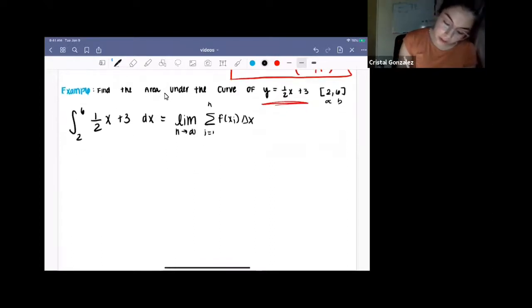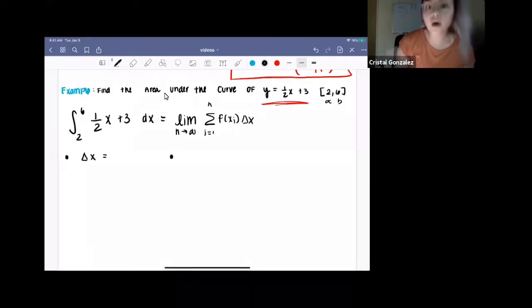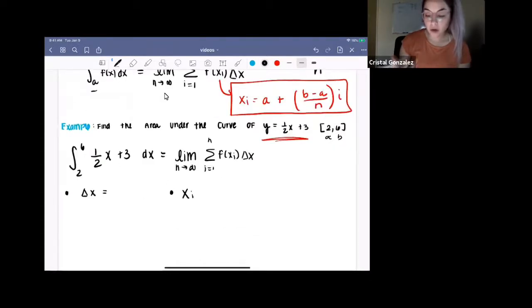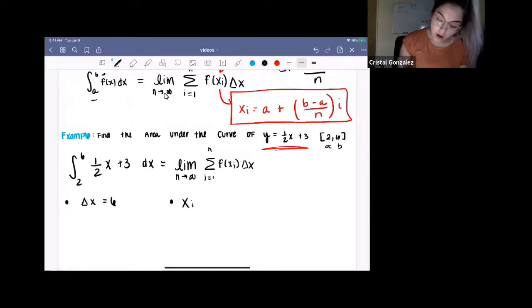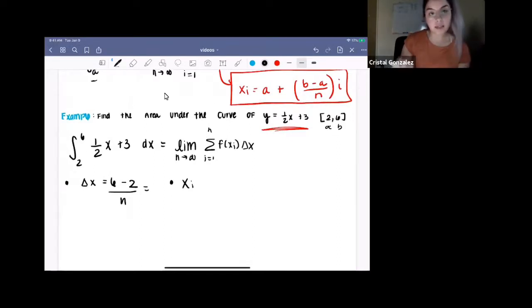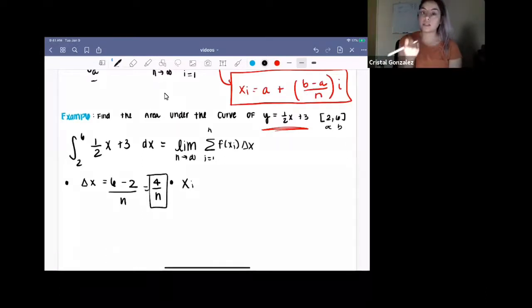So now our goal is to find, one, delta x, and two, our xi. So our delta x, we said over here, is b minus a over n. Here our b value is 6, our a value is 2, and then we divide by n. So this tells us that our delta x is going to be 4 over n. So our width is going to be 4 over n, and we don't know how many n values we're going to have. We want to take it to infinity to get the most accurate approximation. So that's what we're going to do.